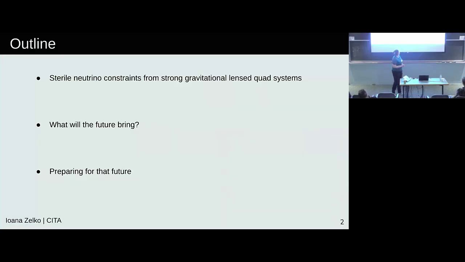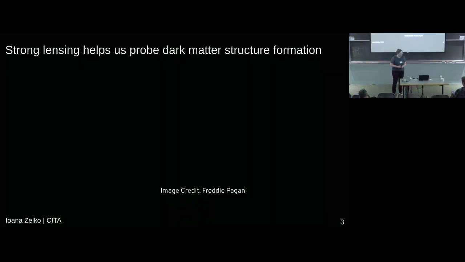So this is my outline of the talk. I will first go over deriving sterile neutrino constraints from gravitational strong lens quad systems. And then I will discuss a bit about what the future will bring for us in this particular area. And then I will go over a couple of ongoing works and hopeful steps that we can take towards preparing for that future.